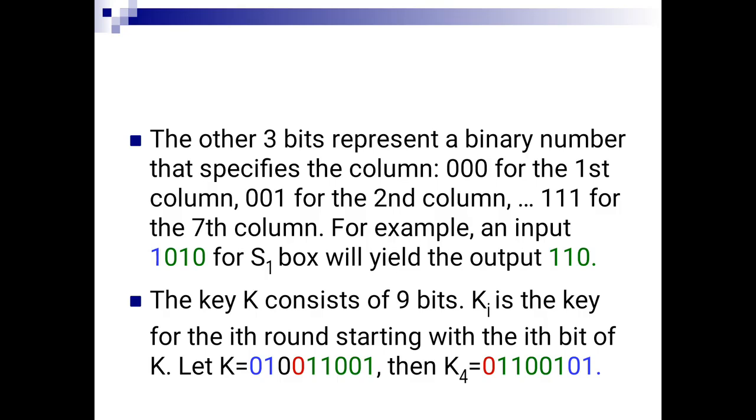The key consists of 9 bits. Ki is the key for the ith round, starting with the ith bit of K. Let K equal 0 1 0 0 1 1 0 0 1. Then K4 is equal to 0 1 1 0 0 1 0 1.